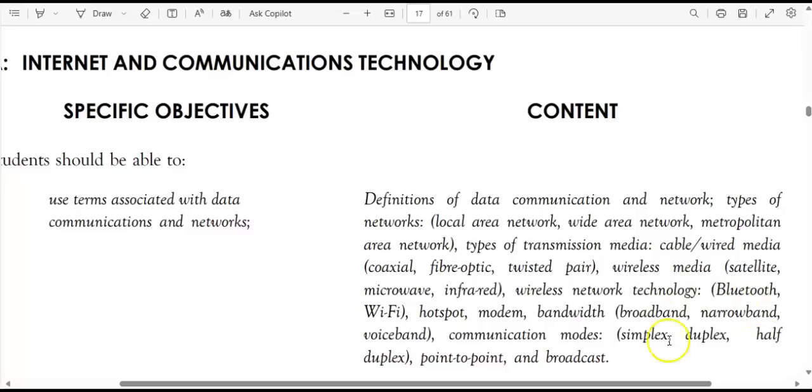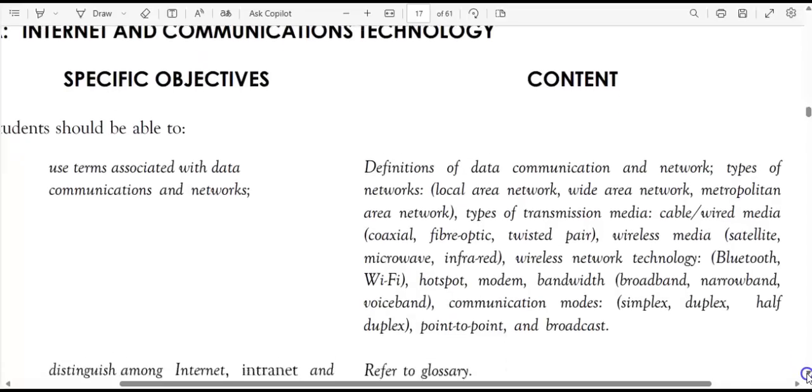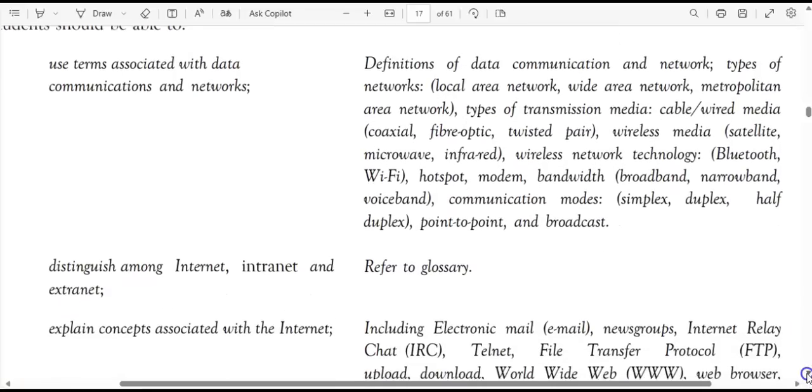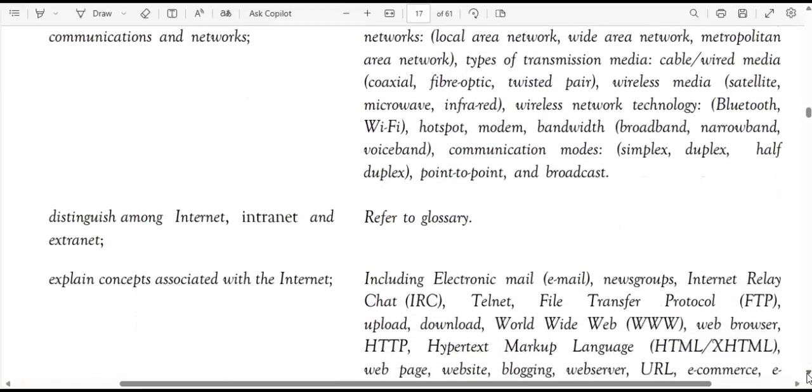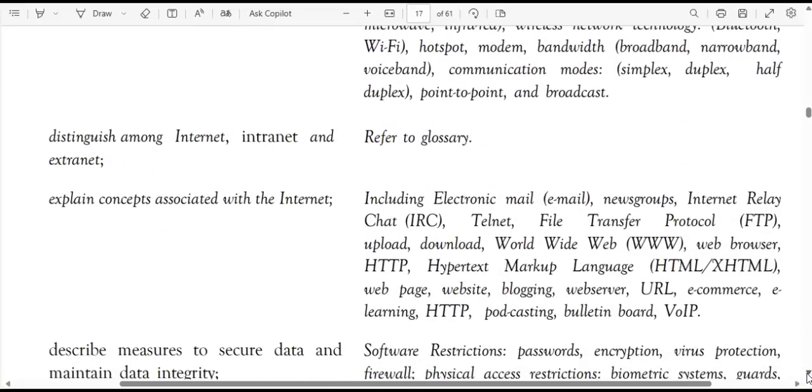All right, so the rest of them, guys, you can do your own research because we want to make the video as short as possible and we want to complete as much content as possible. All right, so we're going to distinguish among internet, intranet, and extranet.